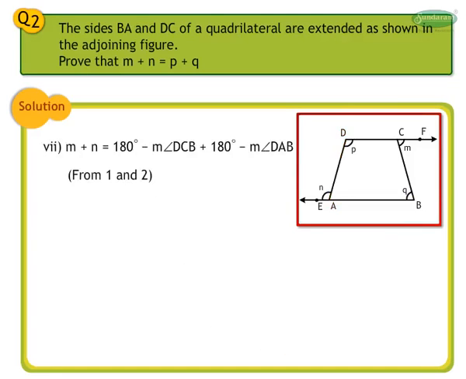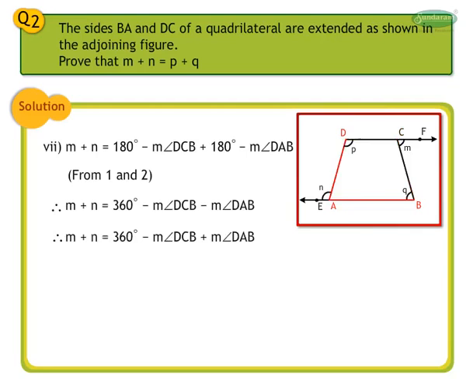From statements 1 and 2, we can say that M plus N is equal to 180 degrees minus measure of angle DCB plus 180 degrees minus measure of angle DAB. Therefore, M plus N is equal to 360 degrees minus measure of angle DCB minus measure of angle DAB. Therefore, M plus N is equal to 360 degrees minus the sum of measure of angle DCB and measure of angle DAB. Let us mark this as statement 3.